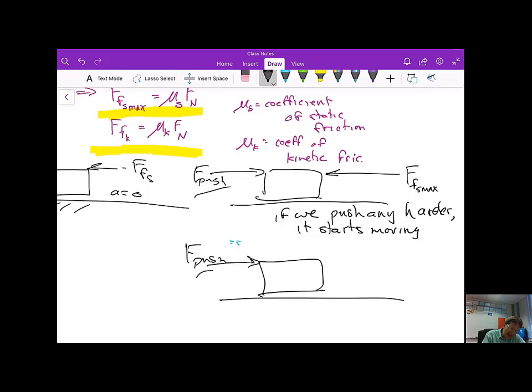And so this is just before it starts moving, or right when it starts moving. Once it starts moving, right? It's moving in that direction. It must speed up. Then the frictional force gets smaller, and it turns into a kinetic frictional force. Why does it get smaller?